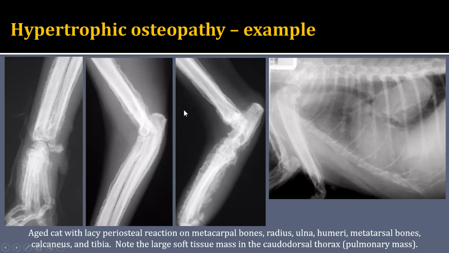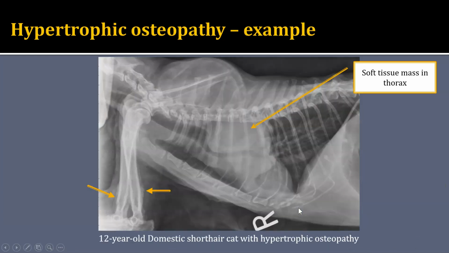And notice that we do not have any lysis associated with these lesions. And keep in mind that you don't want to confuse superimposition of this periosteal reaction causing relative lucency with actual lysis. So hypertrophic osteopathy will not have lysis.